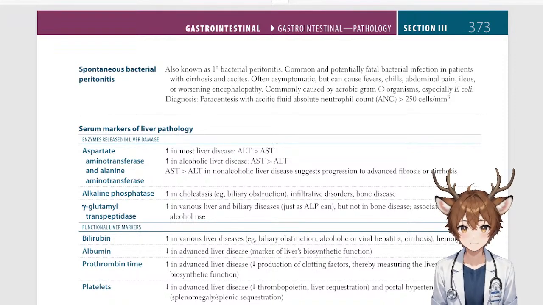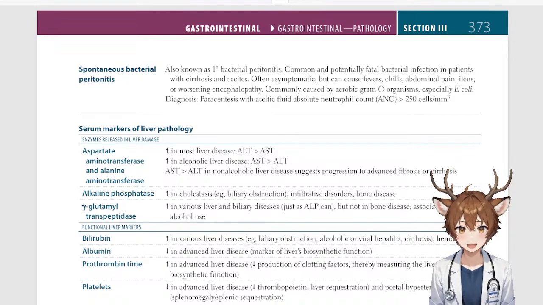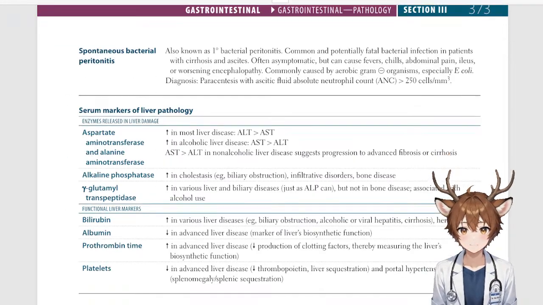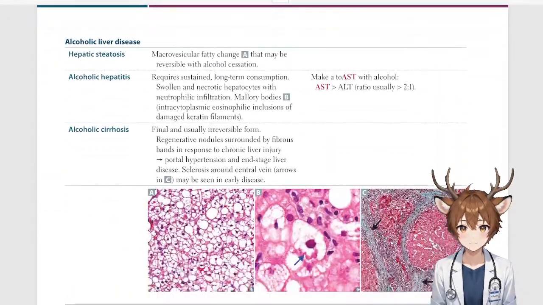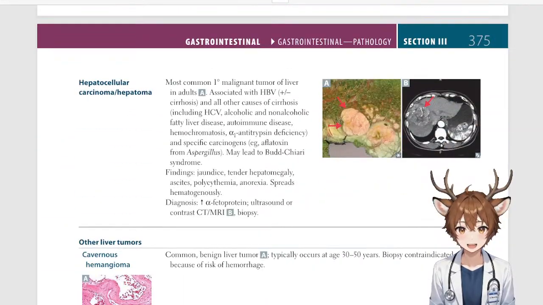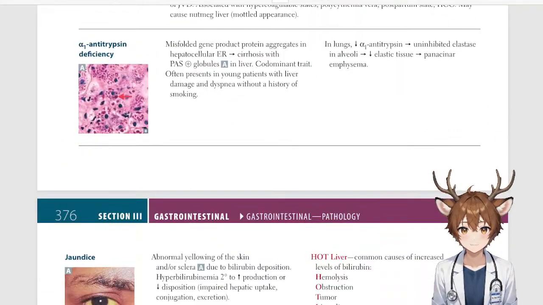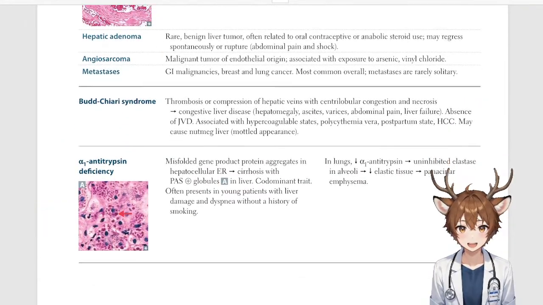Okay. I'm going to go on to Budd-Chiari syndrome, which is not on this page, or maybe it is, or maybe it's not even mentioned. Something that you should be aware of, actually. Or here it is, Budd-Chiari syndrome.